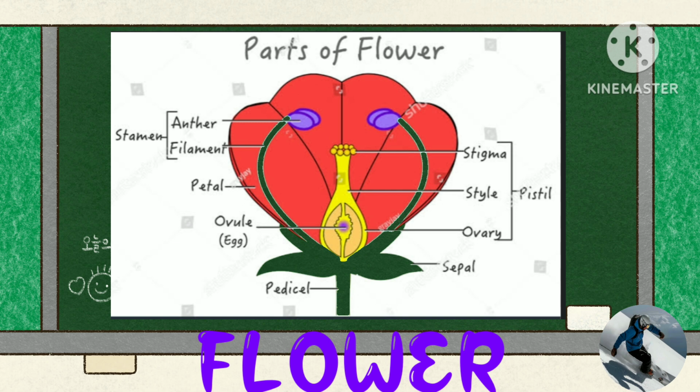The next roll is the corolla, which consists of petals. Petals are bright colored and hence are the most prominent part of a flower. These attract insects like bee, honeybee, etc. The next roll is the androecium.